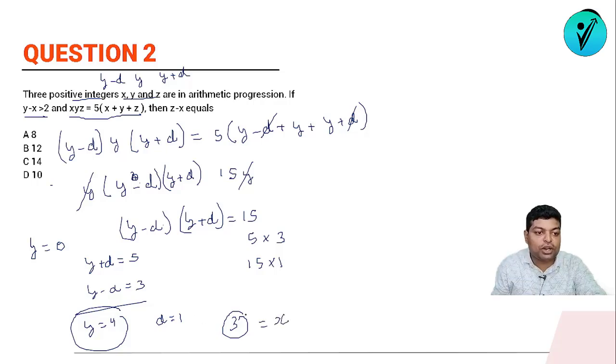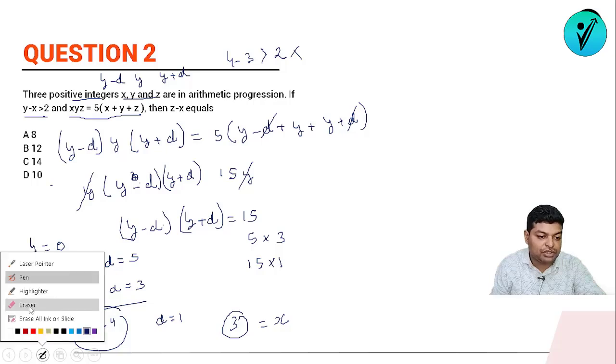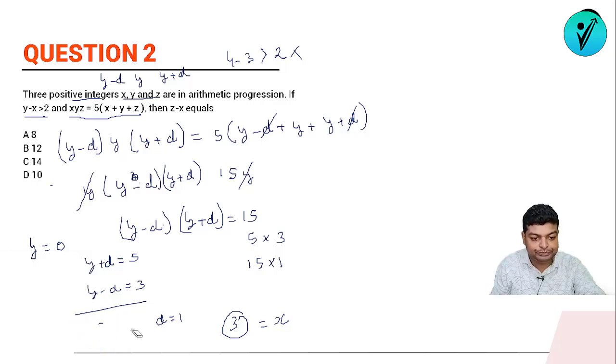Now there was one more condition. What? y minus x should be greater than 2. Now if you assume this value, 4 minus 3, is 4 minus 3 greater than 2? Answer is no. Means this value we can't accept. 5 into 3 is not acceptable. Why? Because this is not satisfying this condition. So we have to take the other solution. So what is the other solution for it?